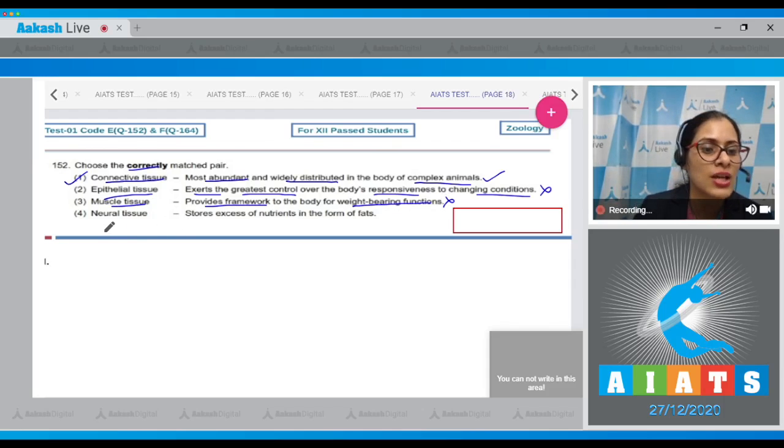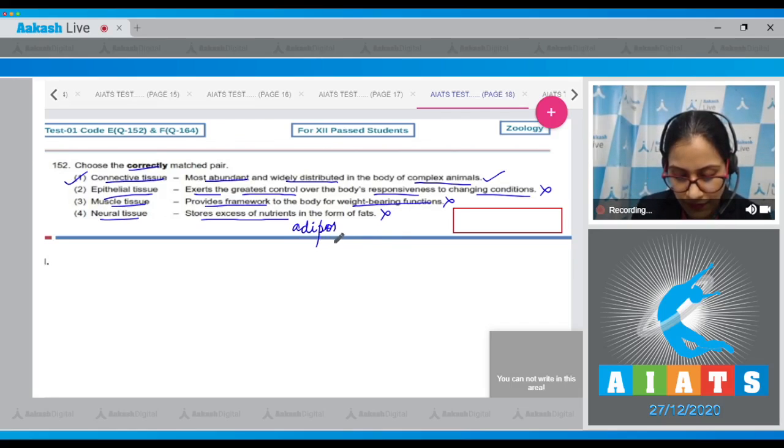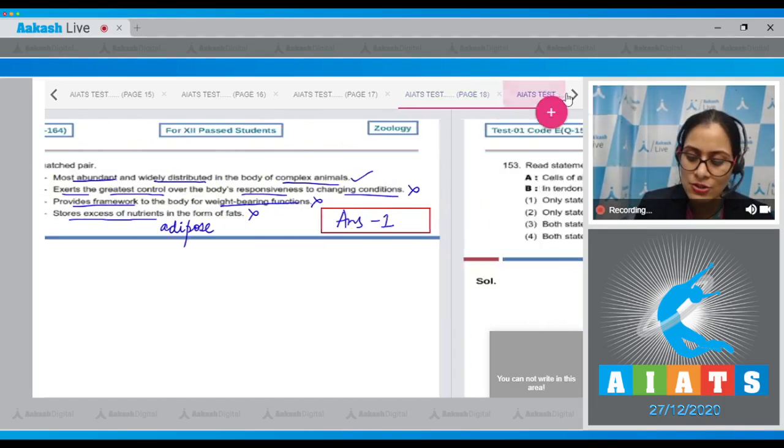The last option given is neural tissue, and the match is stores excess of nutrients in the form of fat, which is also an incorrect match because cells of adipose tissue, which is a loose connective tissue, are specialized to store fats. So the correct answer to this question is option number 1. Let's proceed to the next question.